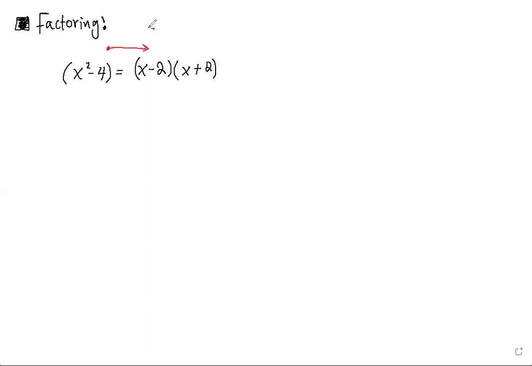Okay, so how to factor? Again, I said if I have something like x squared minus 4, this is equal to x minus 2 times x plus 2. So going from here to this way is called factoring, and from here going back is called expanding.